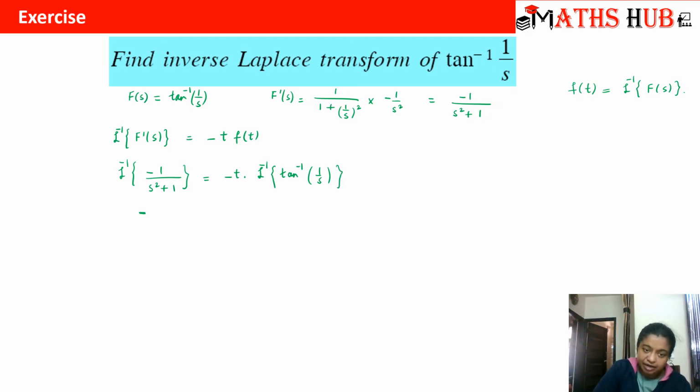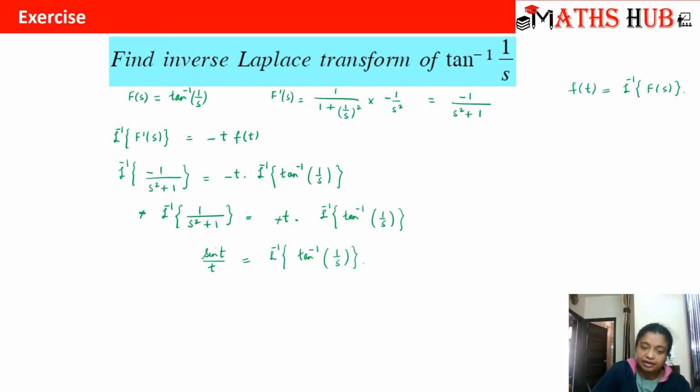So now I can take the minus sign common. I have Laplace inverse of 1 by s square plus 1 equal to minus t into Laplace inverse of tan inverse 1 by s. So the minus sign gets cancelled. What is Laplace inverse of 1 by s square plus 1? It is basically sine t. So I can divide by t, and that becomes my Laplace inverse of tan inverse 1 by s, right? So this becomes my answer. Done? Okay.